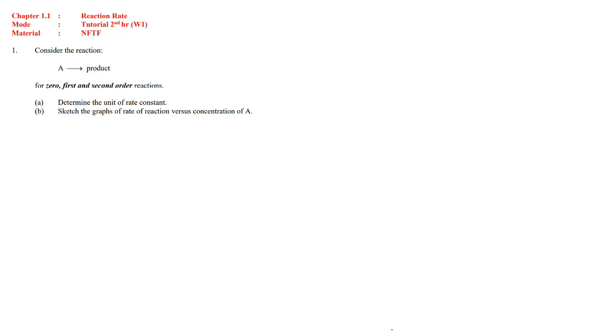Now, continue with the tutorial second hour with non-face-to-face question. Okay, determine the unit of rate constant. Sketch the graph of rate of reaction versus concentration of A for 0, first and second order. Okay, so you boleh buat macam-macam cara lah sebab dia minta graph. Yang pertama dia minta unit of rate constant, and then graph rate of reaction against concentration. So kita boleh buat dalam bentuk table ataupun tak ada bentuk table pun tak apa, kita buat satu-satu.